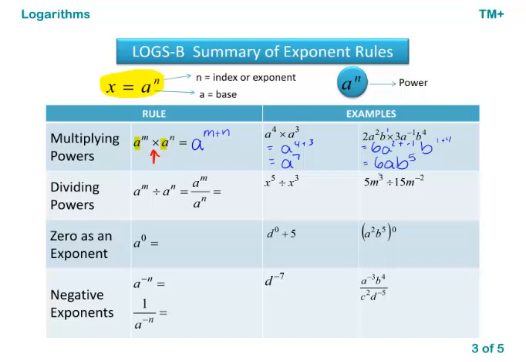Okay, next, when we're dividing powers, so you see the division in the middle, again we have the same base. That must be the same base in order to use this rule. You can also write that as a fraction, and our rule here is that we subtract our indices. So for example, x to the 5 divided by x cubed is x to the 5 minus 3, which is x squared.